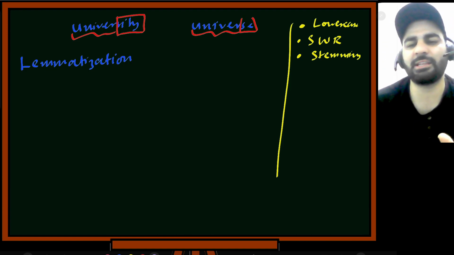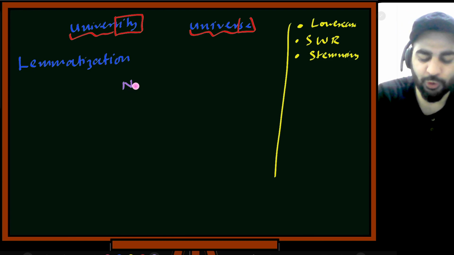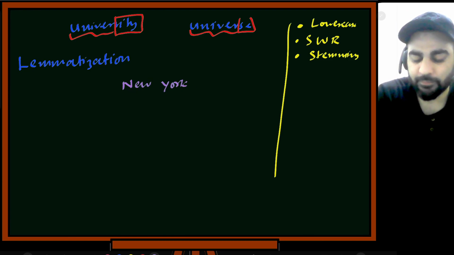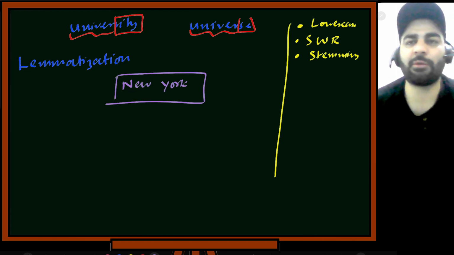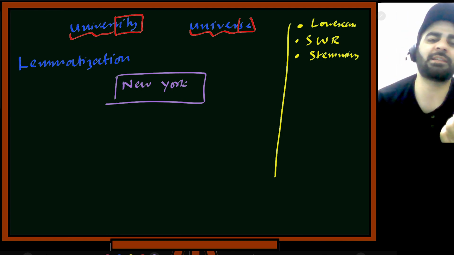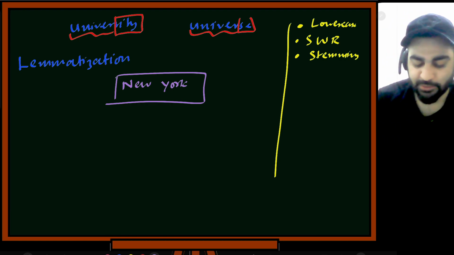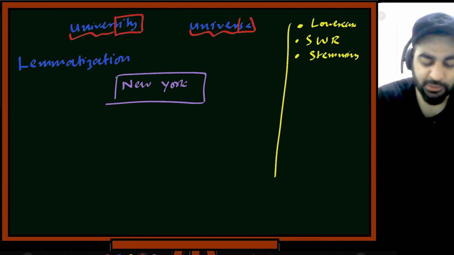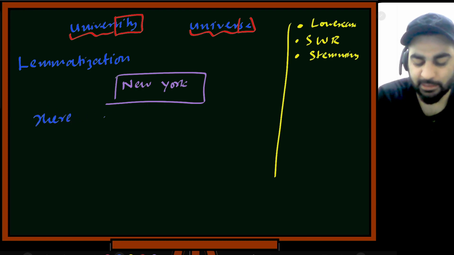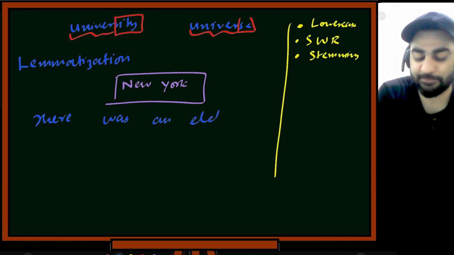In a nutshell, let's suppose you have New York. You don't want to consider this as separate words, because this usually is considered a single word. And sometimes there are multiple words, like three words, which carry a significant meaning. Suppose in a news article there is a headline: an elephant caught in New York, something like this.